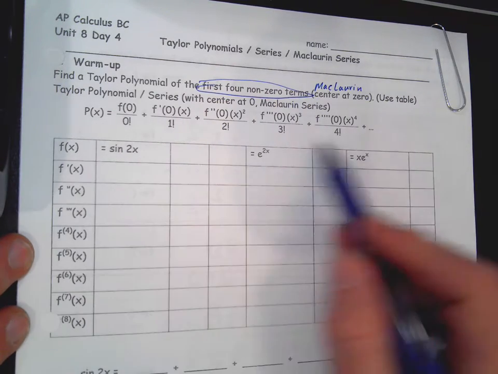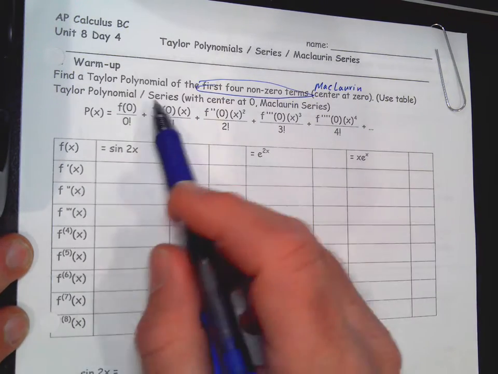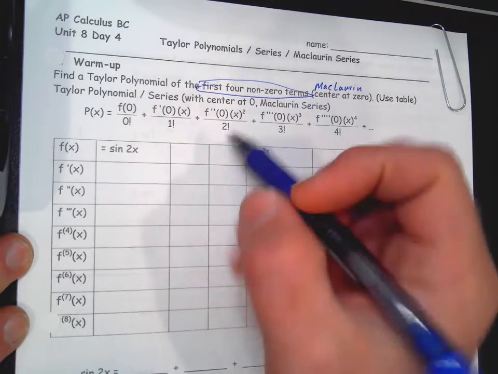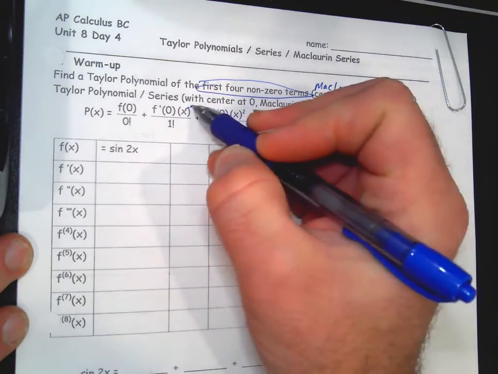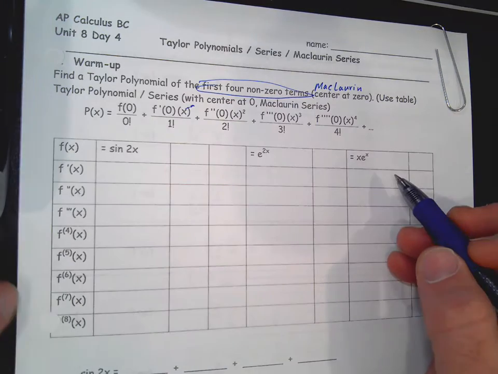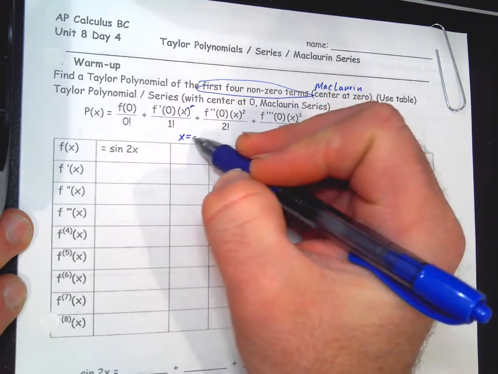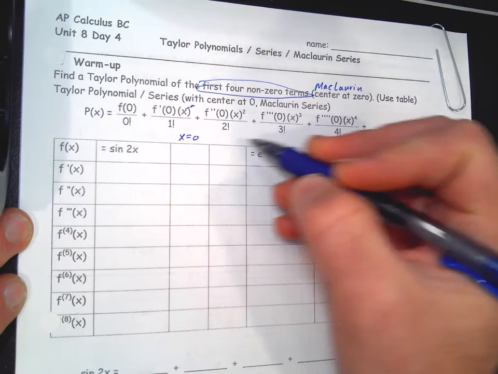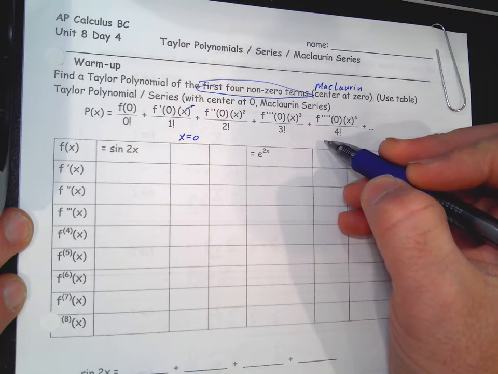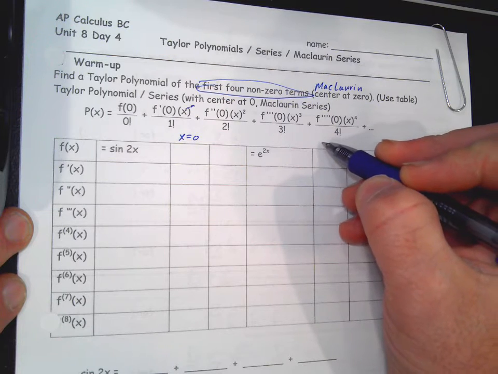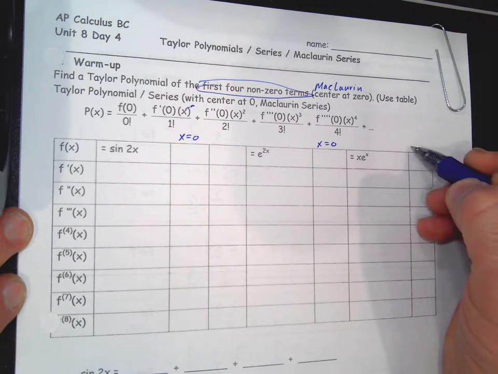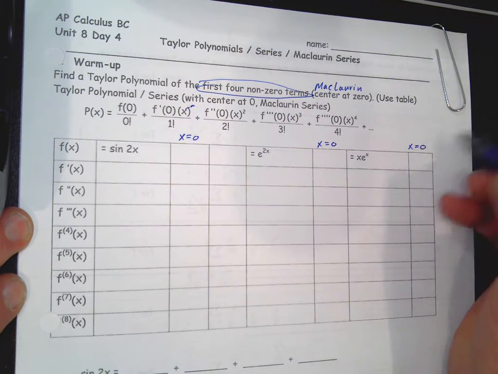So this is the pattern. Specifically for Maclaurin series, you plug the center in, which is 0 here, and usually you have an x minus the center, which is going to be 0. So we could use x equals 0 for the center. We're going to save this one for later. And then x equals 0 here, and x equals 0 here. So we can use these.